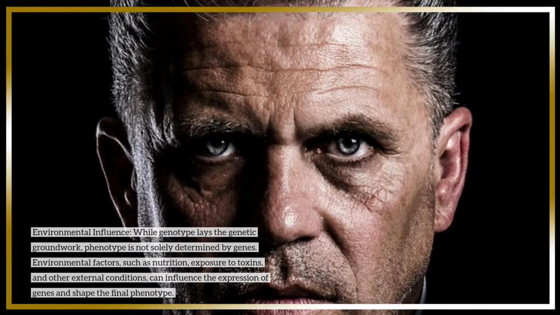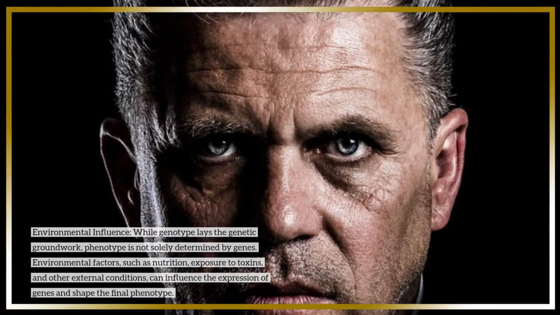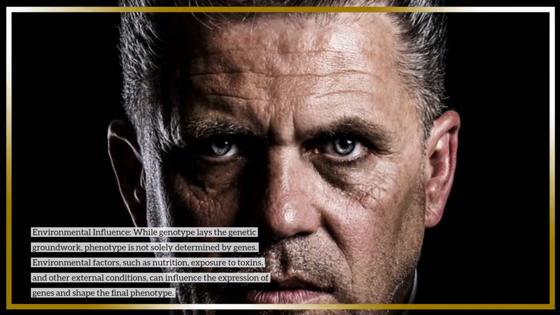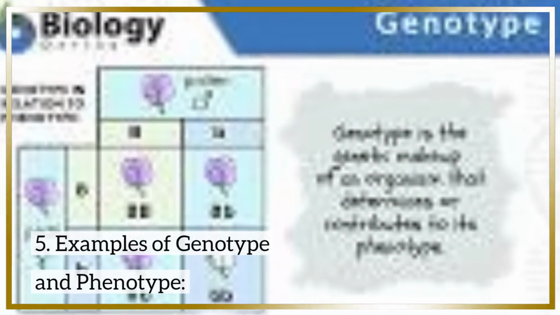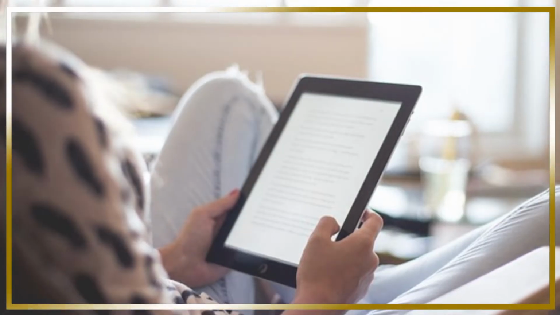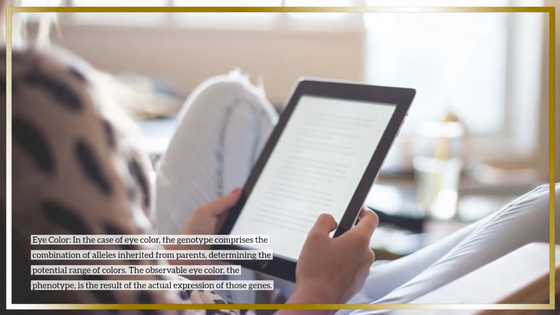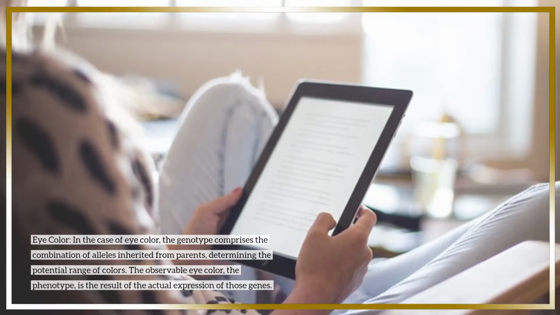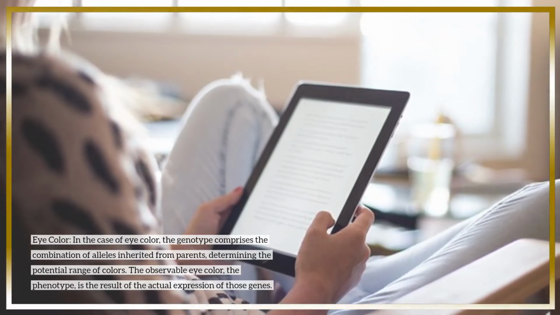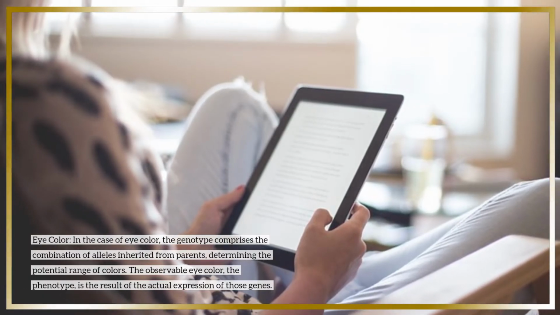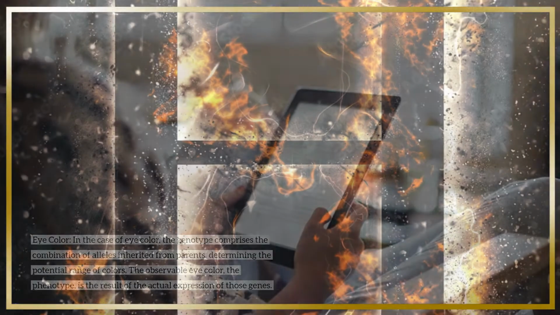Environmental factors, such as nutrition, exposure to toxins, and other external conditions, can influence the expression of genes and shape the final phenotype. 5. Examples of genotype and phenotype. Eye color. In the case of eye color, the genotype comprises the combination of alleles inherited from parents, determining the potential range of colors. The observable eye color, the phenotype, is the result of the actual expression of those genes.